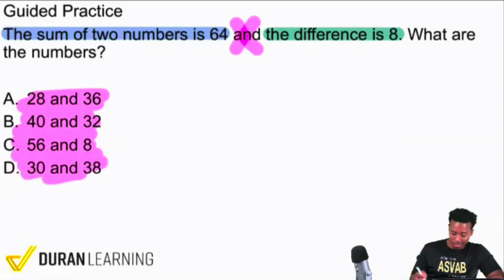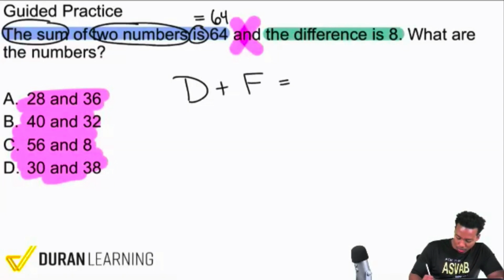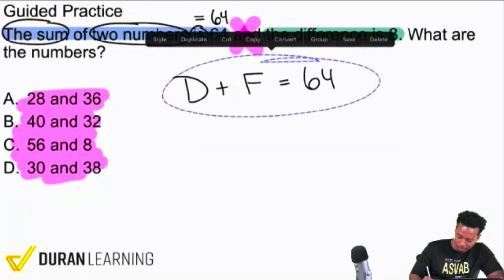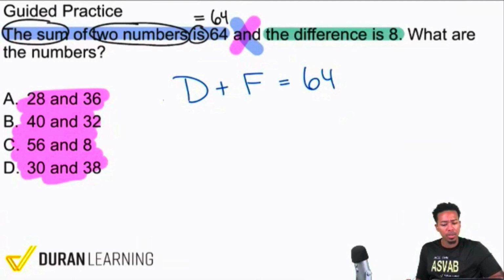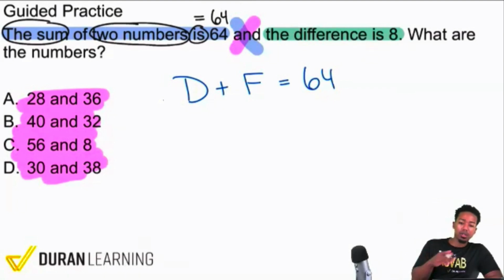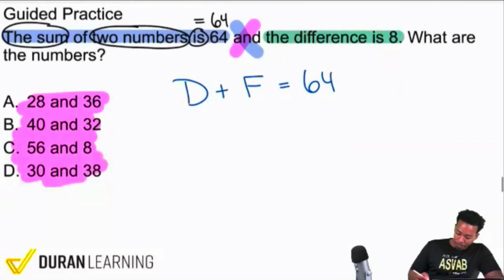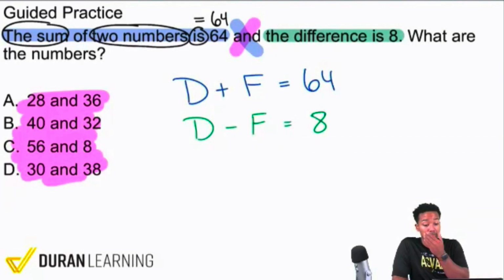If the sum of two numbers is 64, doesn't that mean that if I add those numbers together, it should equal 64? Is that what I should be seeing, everybody? If I add those two numbers together, I should get 64. Okay, sounds good. Now, doesn't that also mean that if I'm looking at the difference being 8, if I do D minus F, that should be 8? If I subtract them?